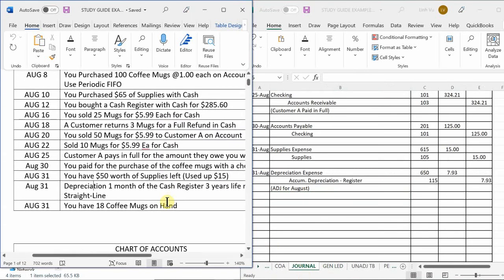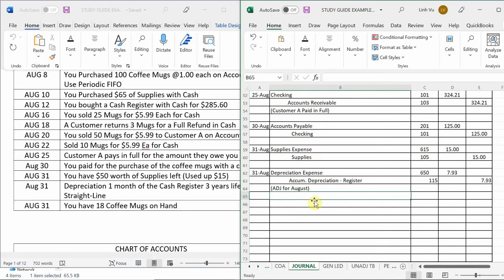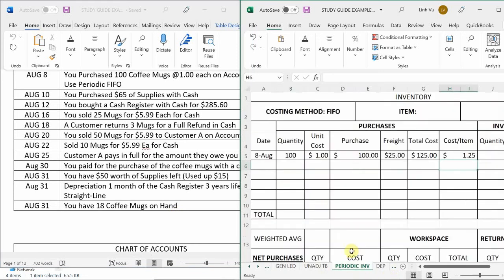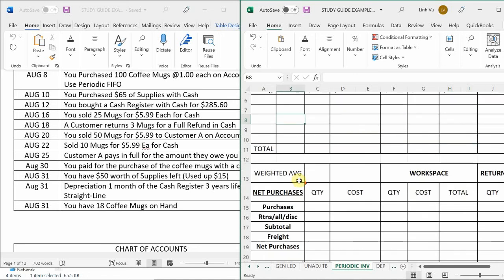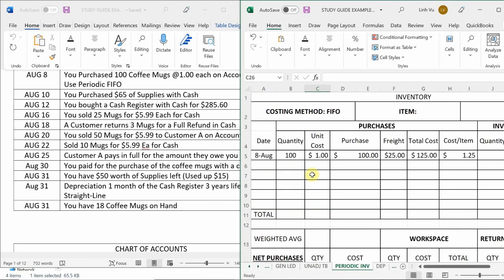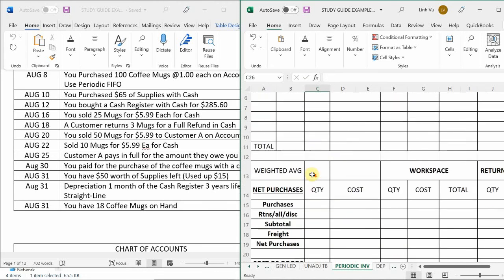So the very, very last thing that we have here for our adjustments is that you have a total of 18 mugs on hand. Okay. I have a total of 18 mugs on hand. So I'm going to go to my periodic inventory and fill out my information because I know at the end of the day, my ending balance is I have 18 mugs left. Okay. So let's go ahead and take a look here.